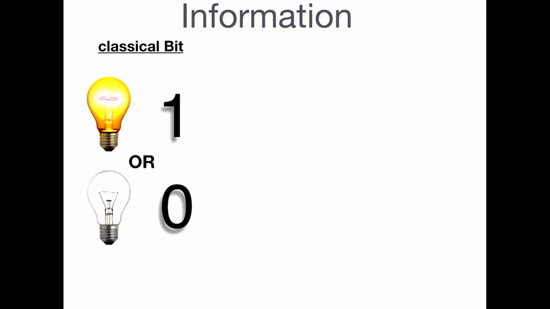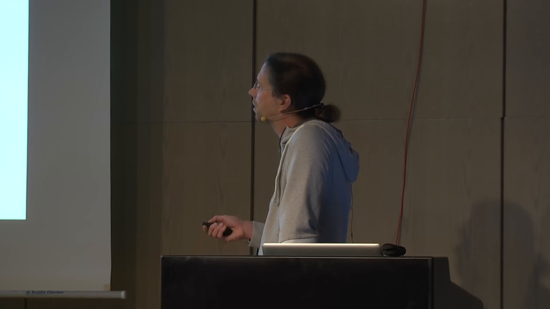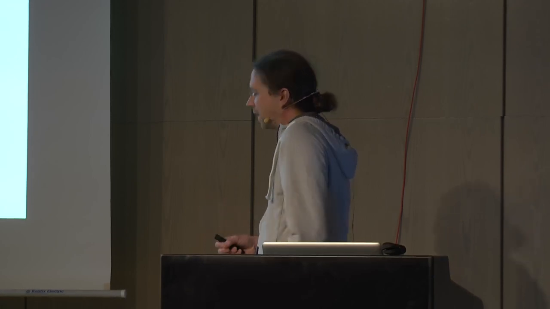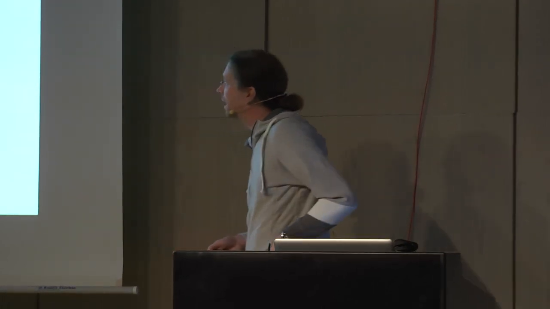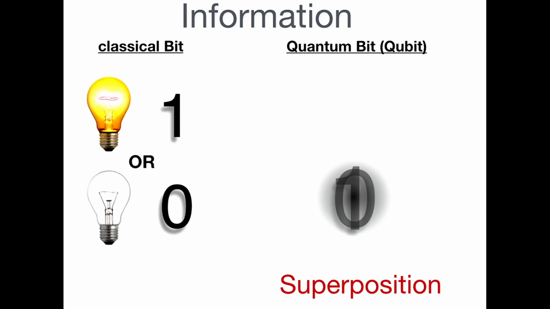We talked about uncertainty in position and velocities, but this is not only true for positions and velocities, but also for quantum states. What I mean with that, let's talk about information. A classical bit, you all know, can be turned on or turned off, or in binary code it can be one or zero. With quantum bits, it's a little bit different, and we already talked about uncertainty, and the same is true here for states of quantum bits.